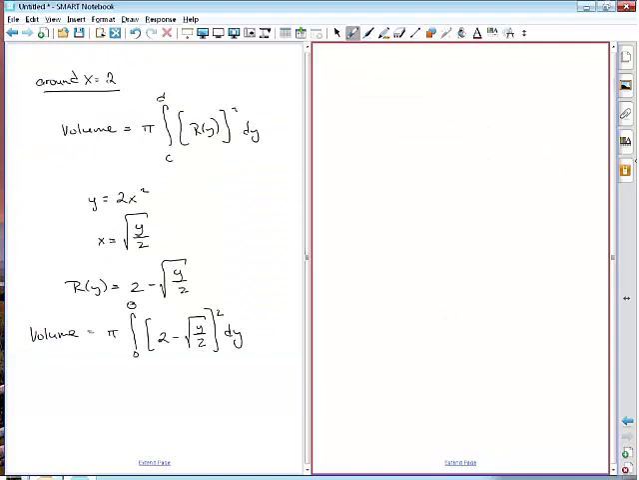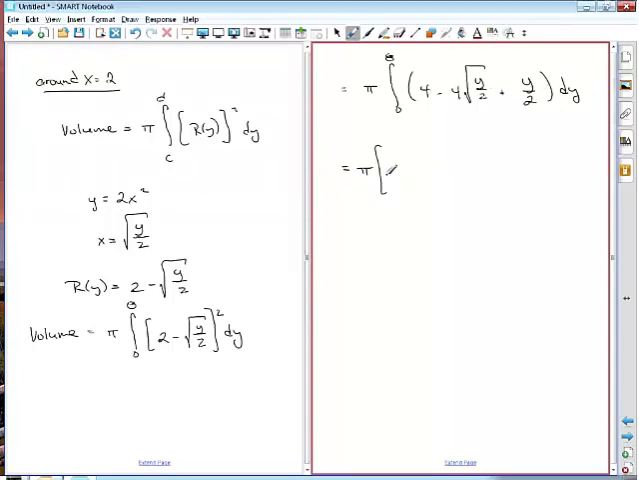So let's do it. First, we got to multiply it out. Pi times the integral from 0 to 8. So what do we get? 4. 2 squared is 4. Then we have 2 times this, and then we double it. So we're going to have negative 4 times the square root of y over 2. And then we square this. If we square that, we get plus y over 2. Whole thing times dy. And now we integrate.